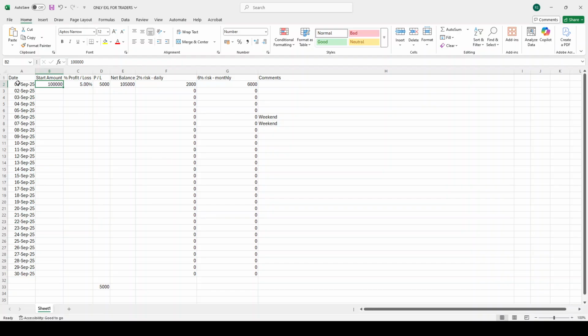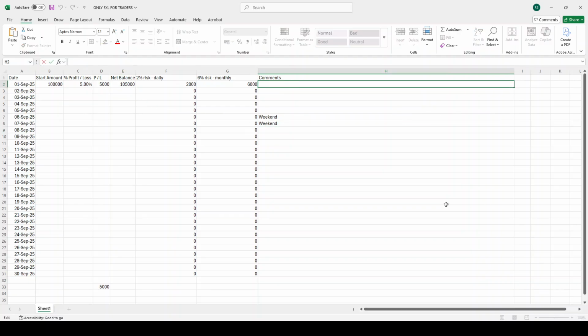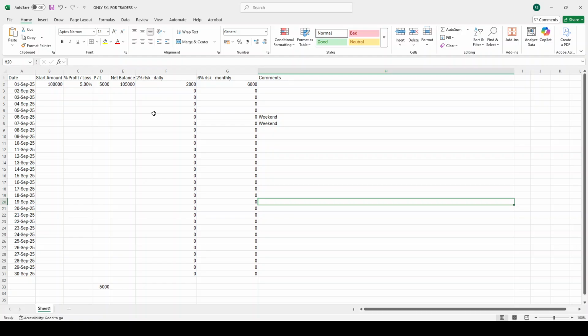All right. So you put the date in the first column, the start amount in the second column, that is the amount that you are starting off with. In this example, I have put in 1 lakh. This is formula based. I'll just show you how it works. This is your P&L. This is your balance. The only thing that you've got to update every day is this column, net balance, and the rest will automatically work out as you go on dragging it down.